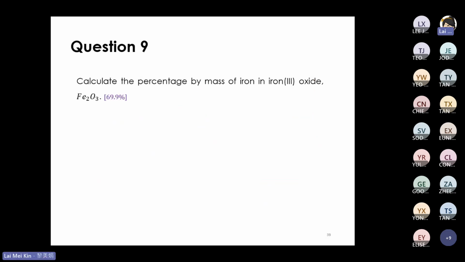Okay, all right, let's try one question with all of you. Then I'll let you go for a short break. Calculate the percentage by mass of iron. What is iron? Fe. In iron(III) oxide, Fe2O3.